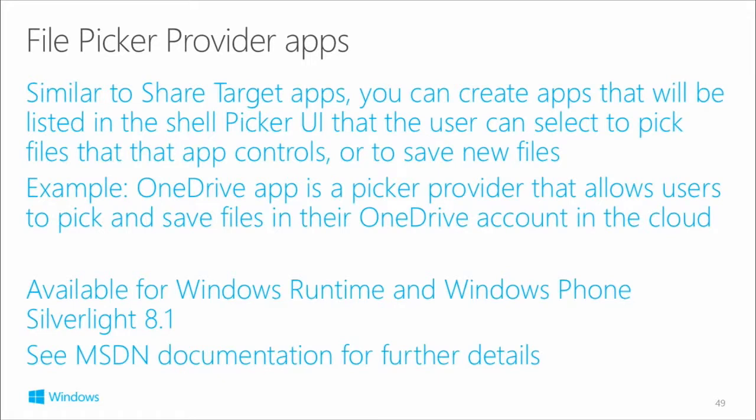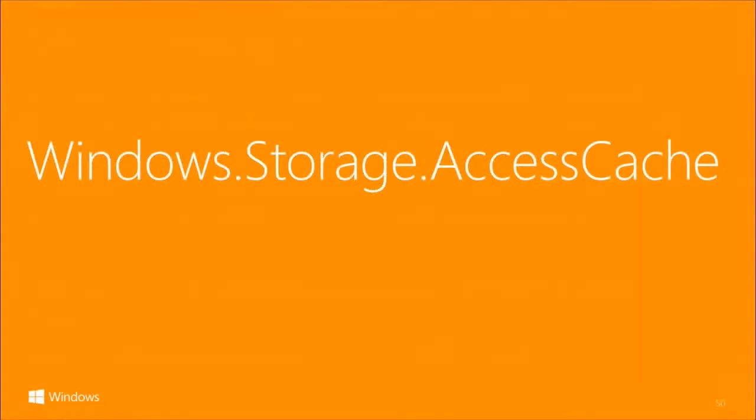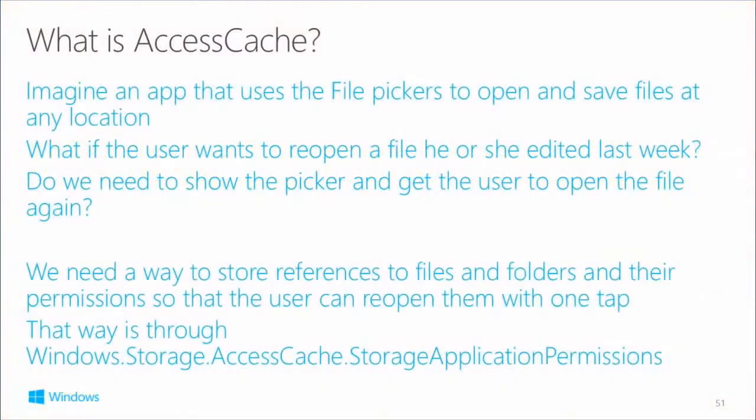The picker provider apps, similar to share target apps, you can create apps. An example is the OneDrive app, and I'm not going to talk about that because, if you're interested in that, it's all well documented, and we need to wrap this up, frankly. So I'm going to finish just by very quickly talking about the access cache, Windows.Storage.AccessCache. What is this? What is the access cache?